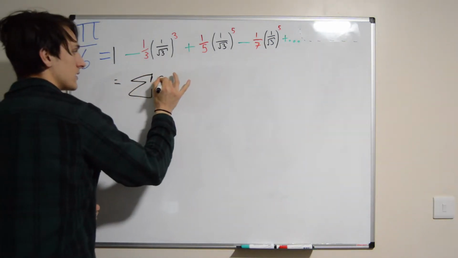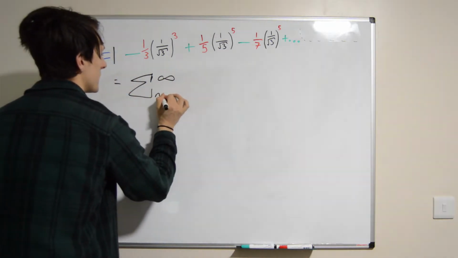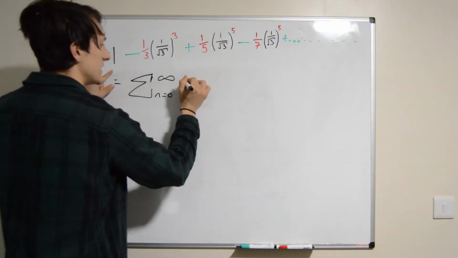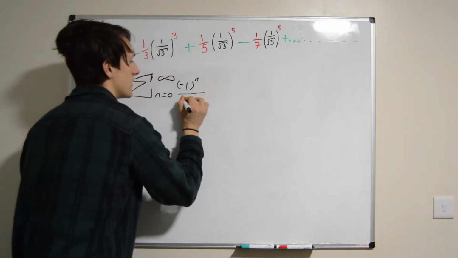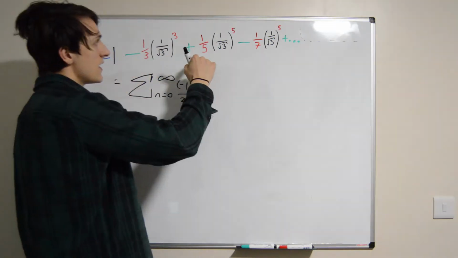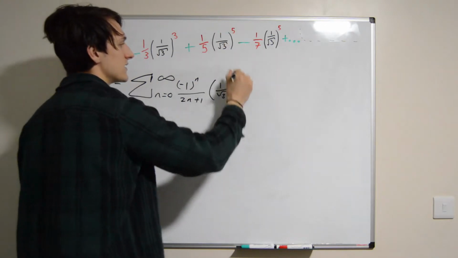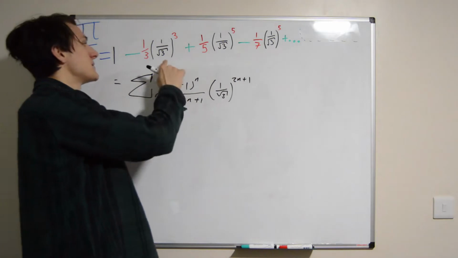sigma, an infinite sum, starting from n equals 0, and we have minus 1 to the n because it's alternating. Then we're dividing by the odd numbers, so it's over 2n plus 1, and then it's 1 over cube root of 3 raised to that odd power. This is the same as this.